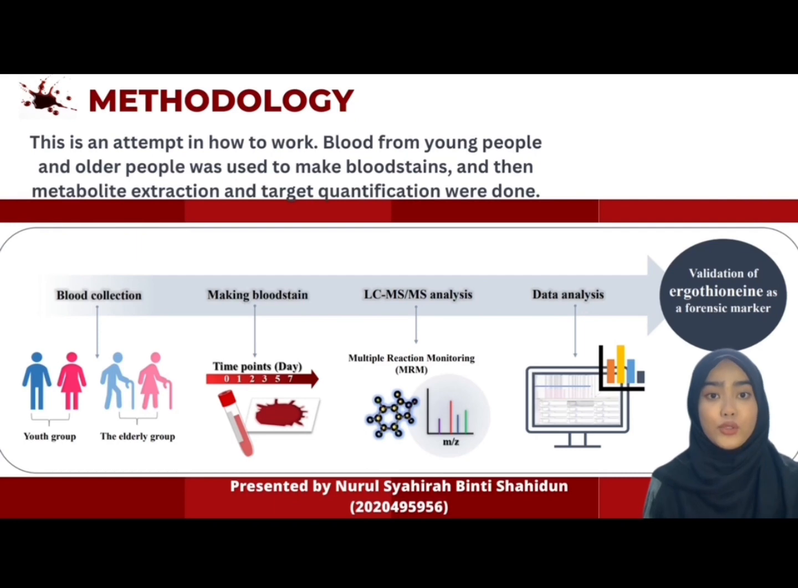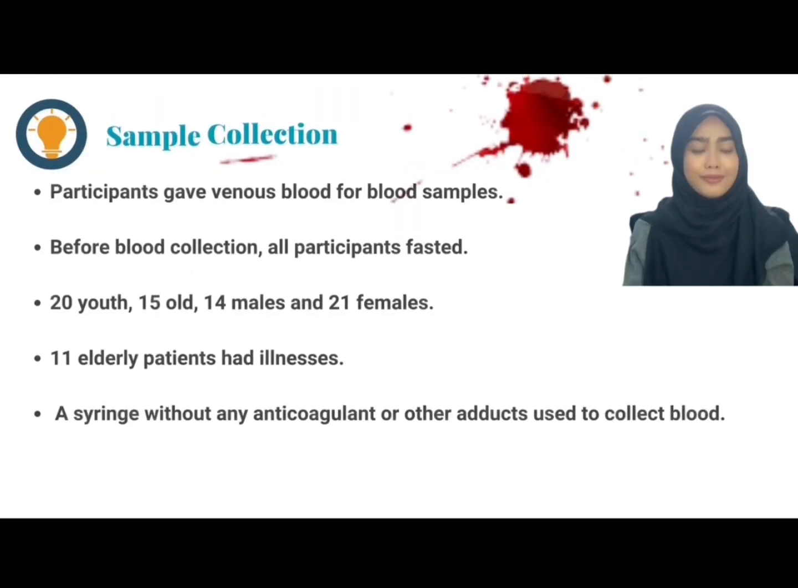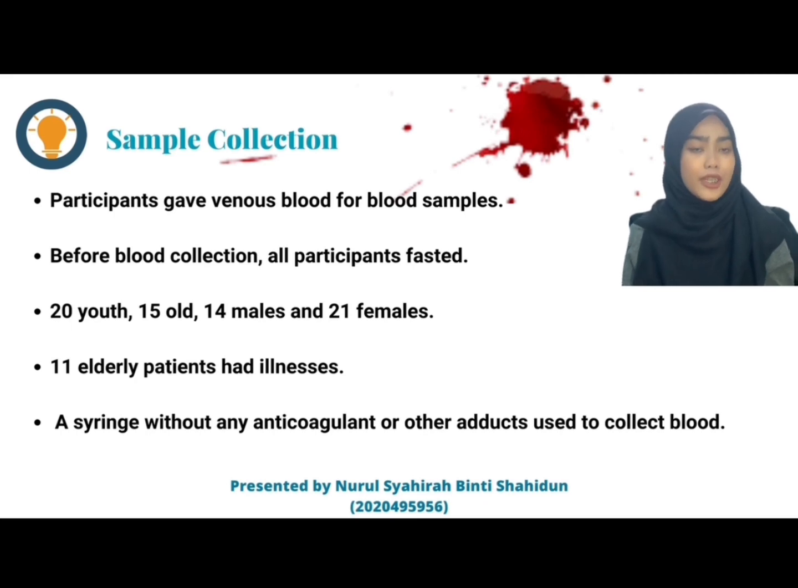Okay, let's move on to the part about the method. The journal says that it is an attempt at figuring out how to work. Blood from young and old people was used to map bloodstains, and their metabolite extraction and target measurement were done. The first step is to gather samples. People took a small amount of blood from their feet. Everyone in the group fasted before their blood was taken.